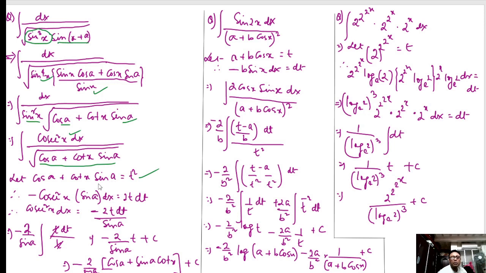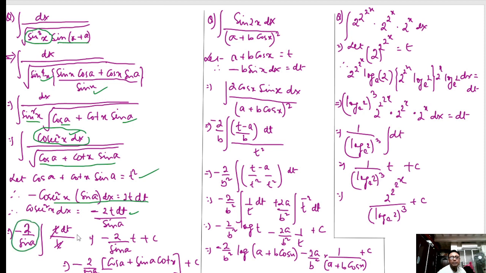d/dx of cot x is minus cosec square x. So sin a is a constant, it is minus cosec square x sin a, and dx is 2t dt. So here is cosec square x dx, which will become minus 2t dt by sin a. The minus 2 by sin a will go out.